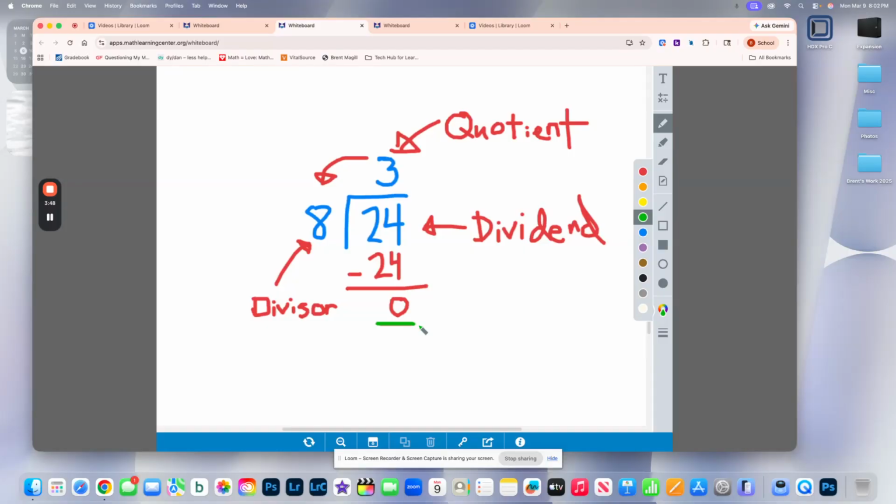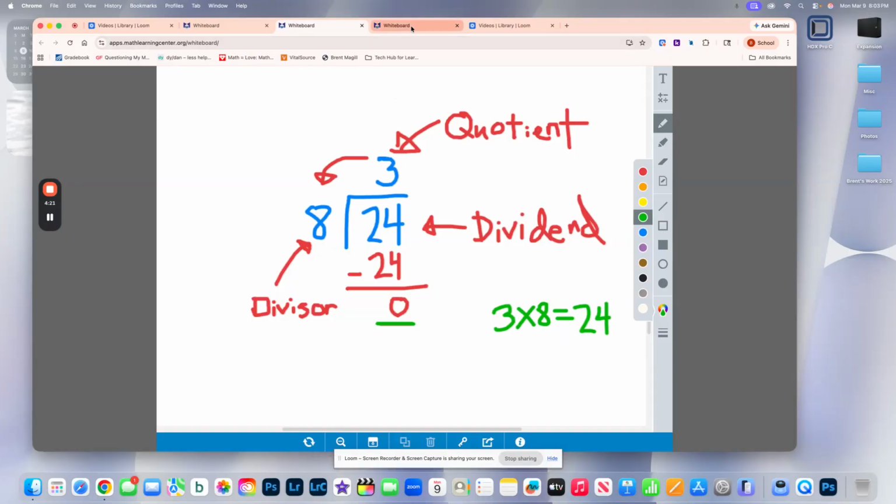If you know your times facts, your multiplication facts, you know 3 times 8 is 24. So that's one way to check to see if your answer is correct. You multiply 3 times 8, the divisor, and if you get the dividend up above, if you get 24, you know that is correct. You did it right. You did a good job.